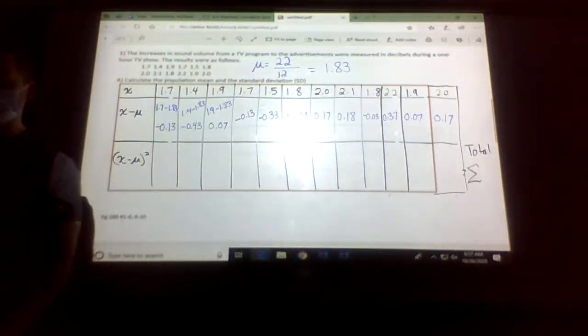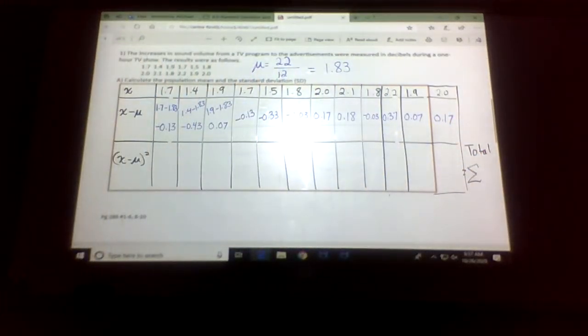Okay, so those are the values there. Get you guys caught up. So the first three I just show the actual calculation, and then I just finish off the rest.